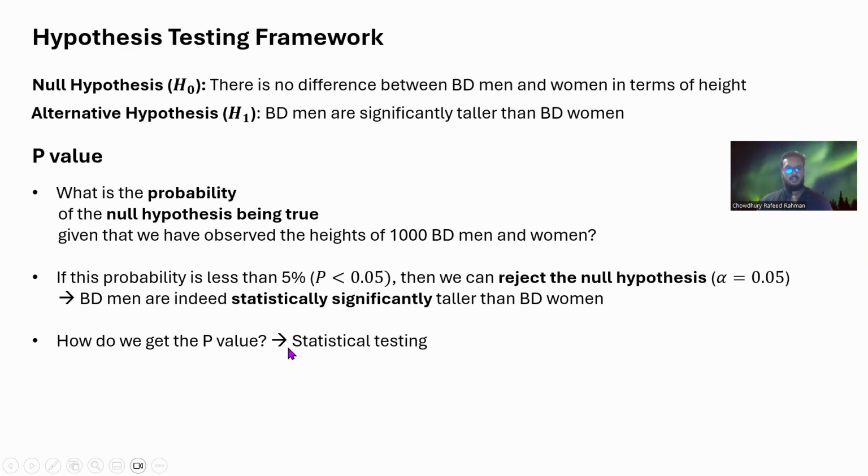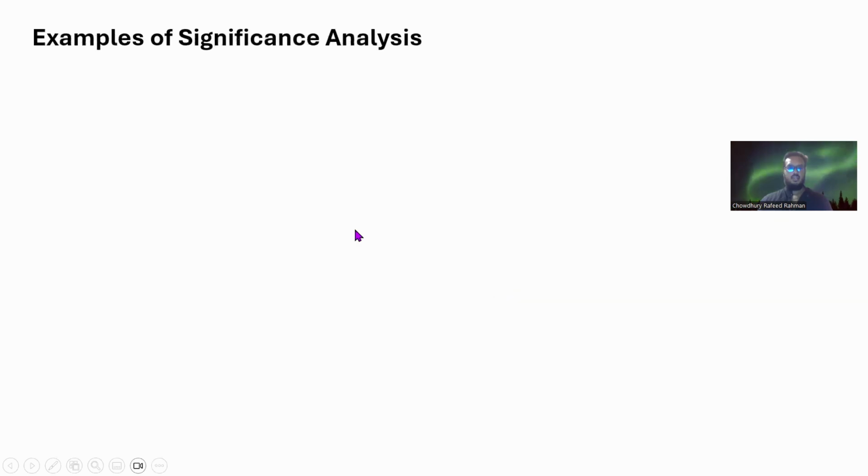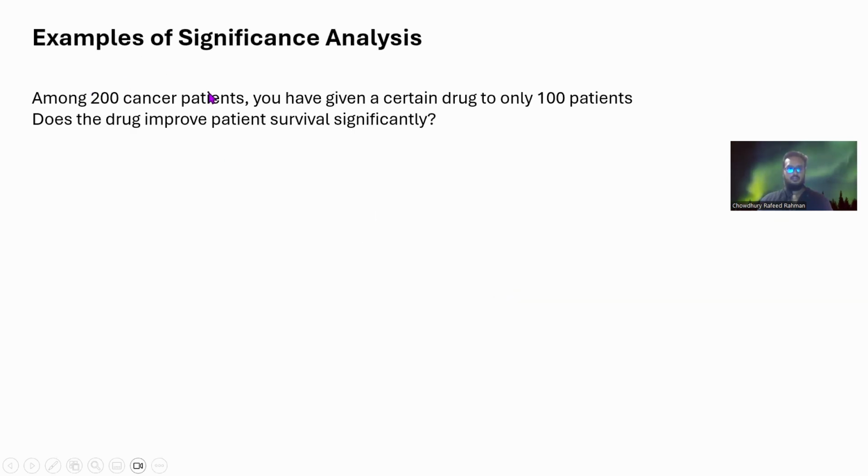Now this is obtained through statistical testing, and this testing can be quite different depending on the problem at hand. For example, this is a particular kind of problem, but we have many different types of tests in statistical testing. I'm going to give you some examples in the next slide. So let's see those examples. So this is one example.